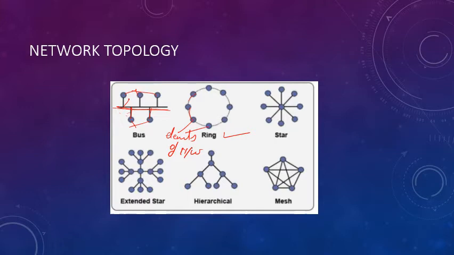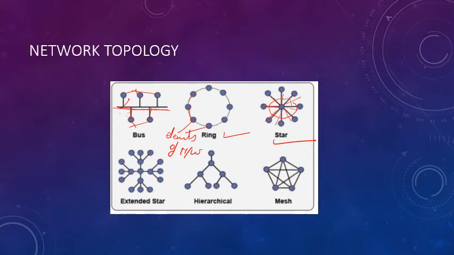When the network elements or the computers or any other device are connected in the form of a star. So in a star you see one is a central computer. All other computers are connected with that center computer. So when they are connected in the form of a star, that topology is known as a star topology.